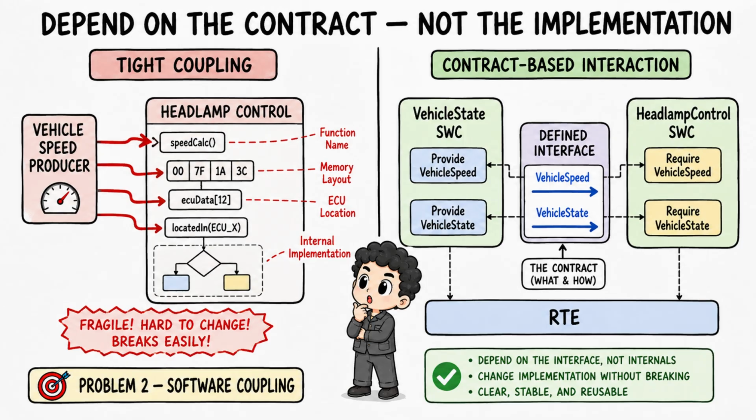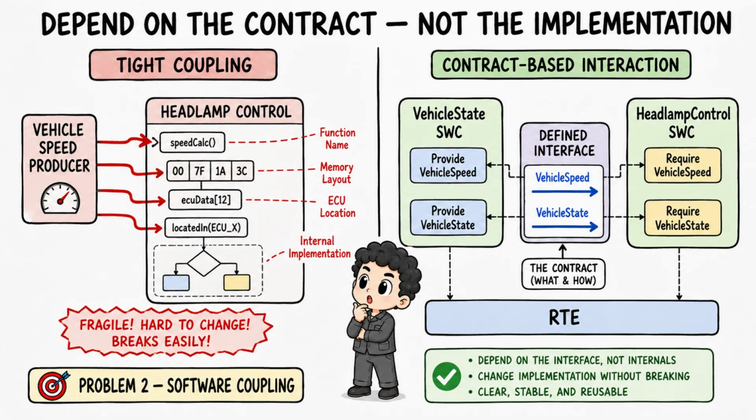The second problem is software component coupling. Imagine one application needs vehicle speed from another function. Without a defined interface, the consumer may depend directly on the producer's function name, memory layout, implementation, and ECU location. Now, replace the producer or move it to another ECU, and the consumer may break. AUTOSAR introduces software components and defined interfaces so applications can communicate through architectural contracts rather than depending unnecessarily on one another's internal implementation.